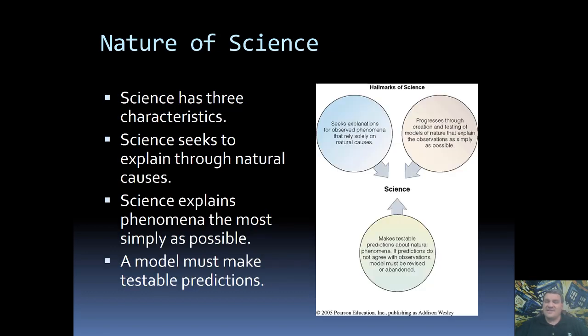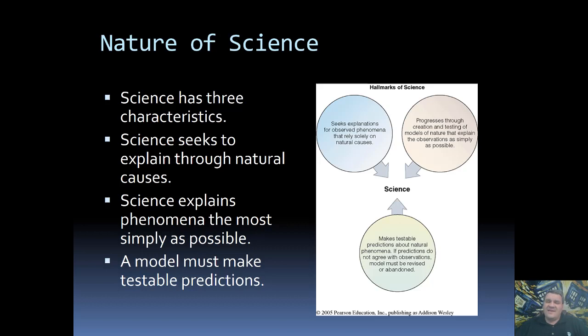Now, some characteristics of science generally. Science tries to explain things through natural cause and effect. If you remember previously when we talked about the ancient Greeks, this is one of the things that we get from them. We try to explain things in natural ways, not invoking the supernatural. Science explains phenomena in the simplest way possible. Now, I know what you're thinking. You've heard some of these scientific theories, and they sound anything but simple. They actually sound very, very complicated.